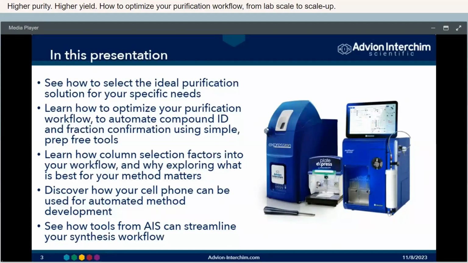Okay, so what we'll learn today is how to select the ideal purification solution for your specific needs, how to optimize your purification workflow to automate compound identification and fraction confirmation using simple preparatory free tools. We'll also learn how to select a column for your purification and why that matters to your purification. And then we can discover how you can use your cell phone to actually automatically develop a method with our software, and how all these tools will allow you to streamline your synthesis and purification workflows.